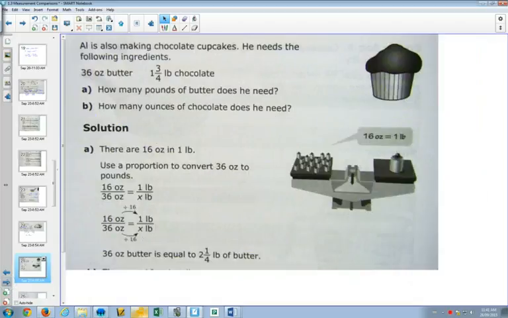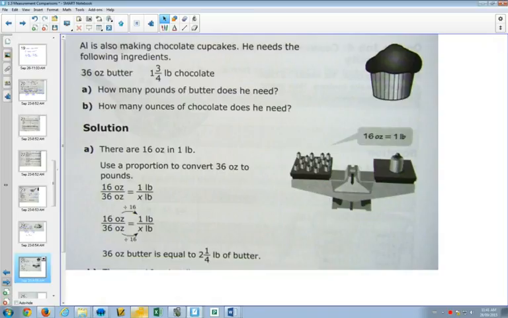So Al is also going to make chocolate cupcakes. He needs the following ingredients: 36 ounces of butter and 1 3/4 pounds of chocolate. That is a lot of chocolate. I think I would gain some weight if I was a camp cook and they entrusted me with 1 3/4 pounds of chocolate. I don't think all of it would make it into the recipe.